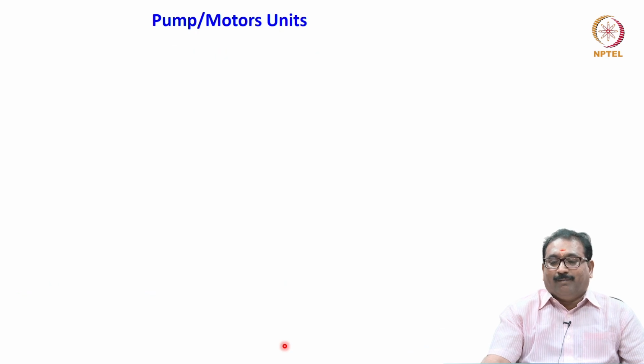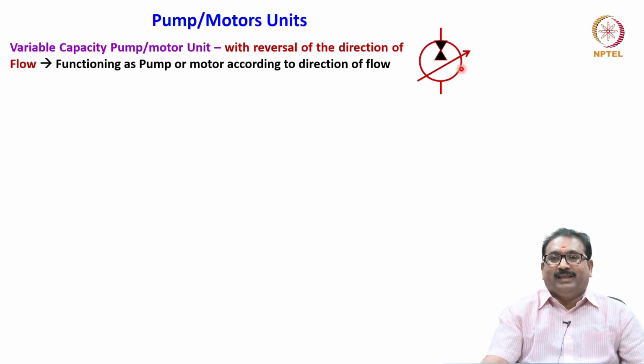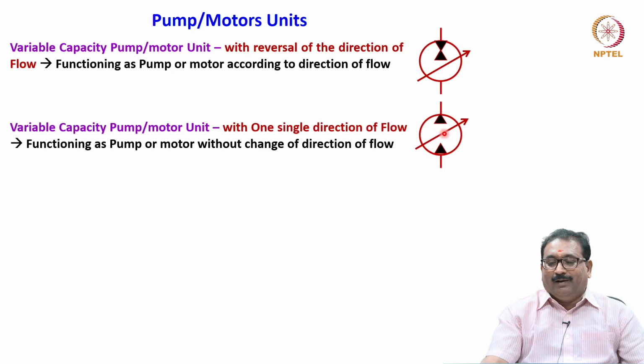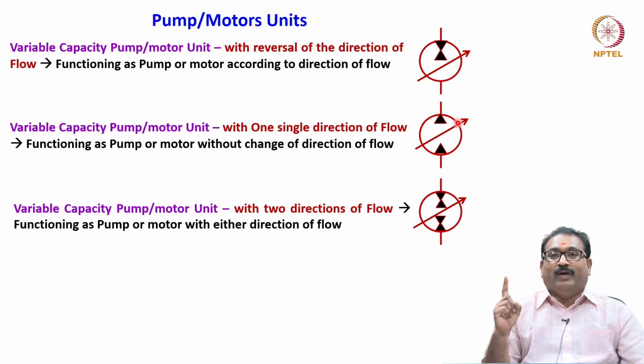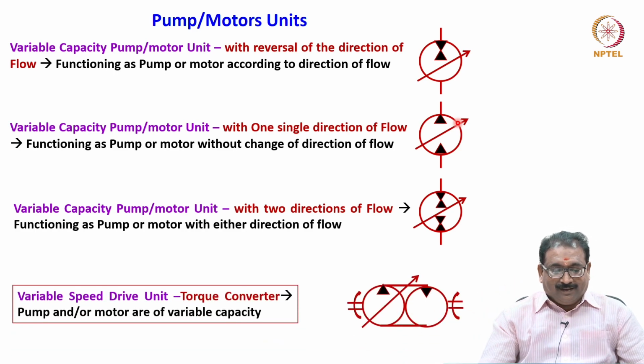How to represent variable? Only an arrow, you will see here. All are the same, only you will see, friends, an arrow. All whatever I have shown here: variable capacity pump or a motor unit with a reversal of the direction of flow, functioning as a pump or a motor according to the direction of flow. Whatever I have shown in the previous slide, I am putting one arrow over this, making it a variable. If you remove the arrow, it acts as a fixed displacement.